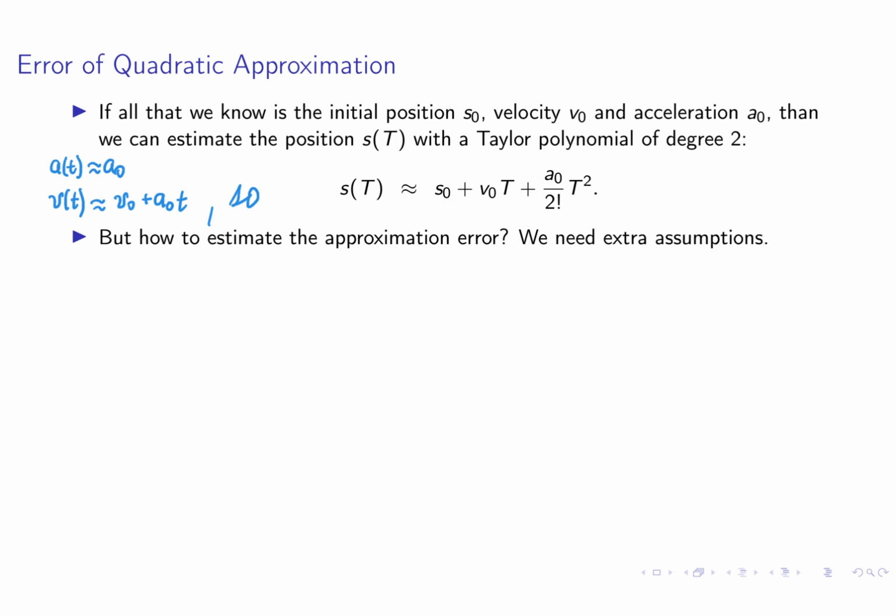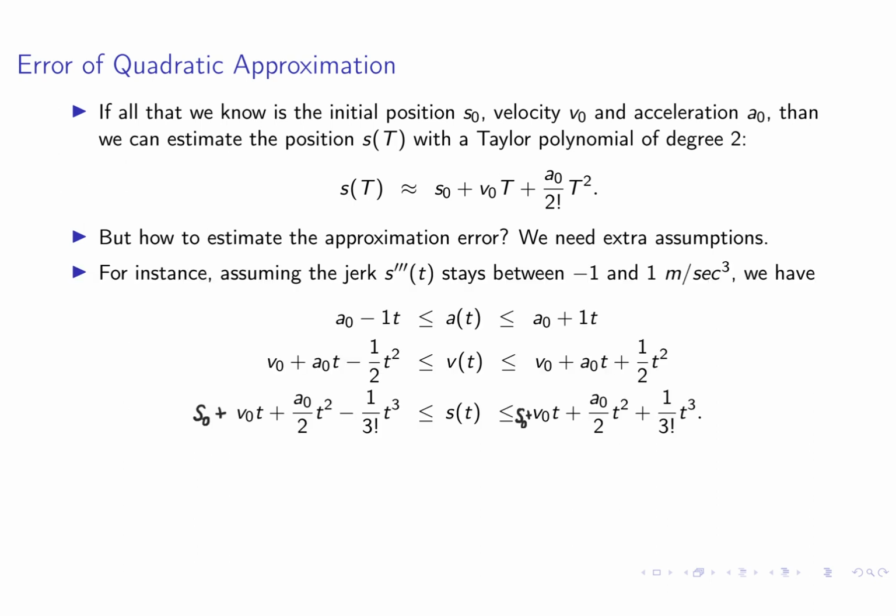But how to estimate the approximation error? We need extra assumptions. For example, suppose that we are told that the third derivative of the position, in mechanics it's called jerk, always stays between -1 and 1 meter per second cubed. Now recall that the acceleration is the second derivative of the position.